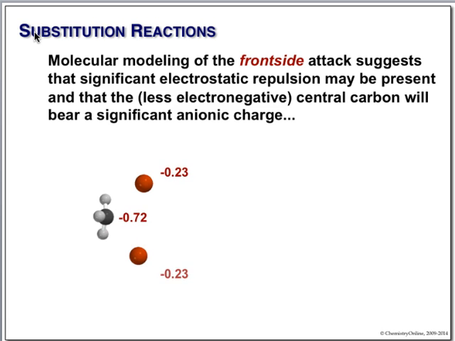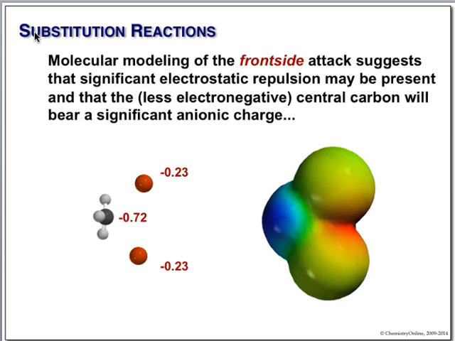We can calculate charges for this transition state. When we do this, we get about minus 0.23 for each of the bromines. And this carbon actually winds up with a negative charge. Now, that's odd, but this is the way the calculations come. You see the carbon here is this little green belt, and it's actually fairly negative. That's unusual. So remember these, minus 0.23 and a negative carbon.